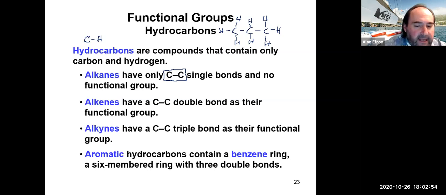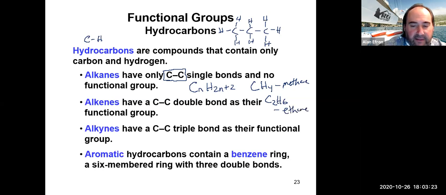Those are alkanes. They have a general formula of CnH2n+2. What that means is, for example, if I have one carbon, n would equal 1. 2 times 1 is 2, plus 2 is 4. I should have 4 hydrogens, and that is what is known as methane. If I had 2 carbons, 2 times 2 is 4, plus 2 is 6 hydrogens, and that is what is known as ethane. So that's the general formula for an alkane. However many carbons you have, take 2 times it and then add 2 more, and that'll tell you how many hydrogens you should have.